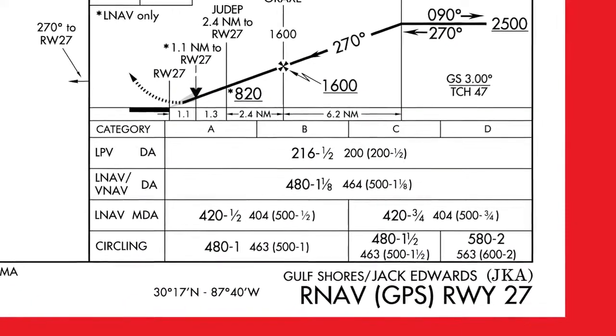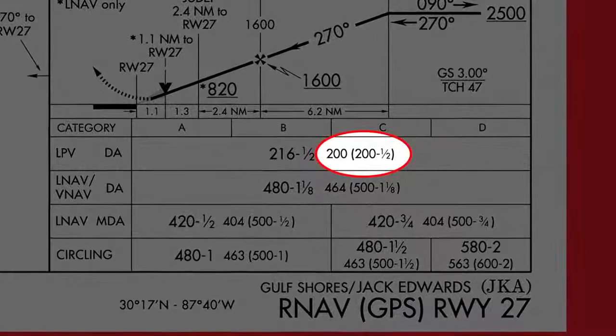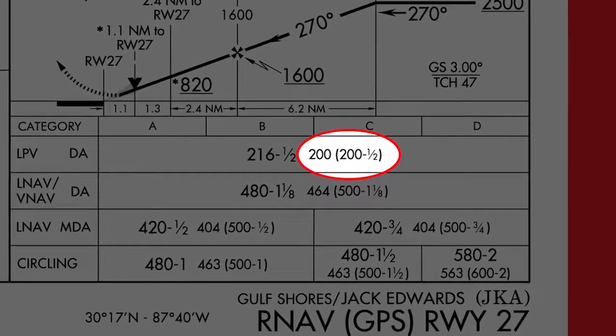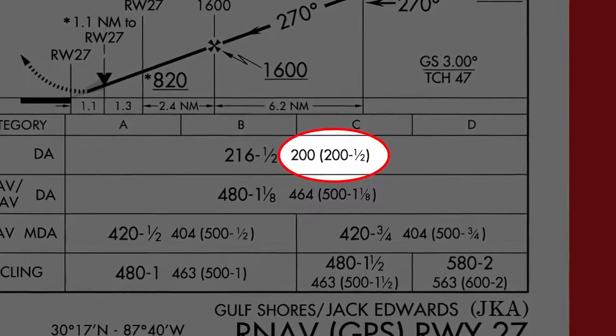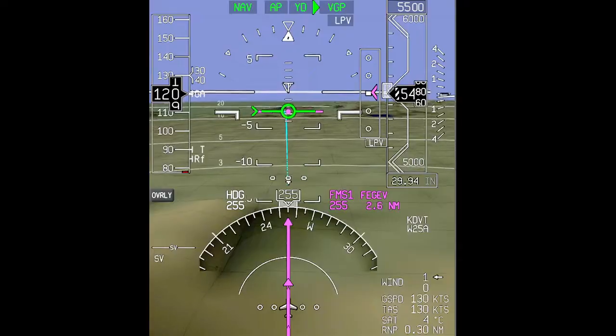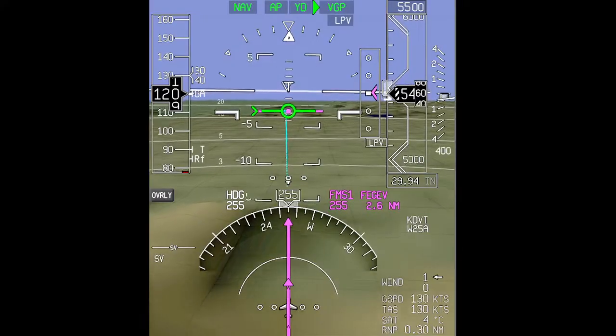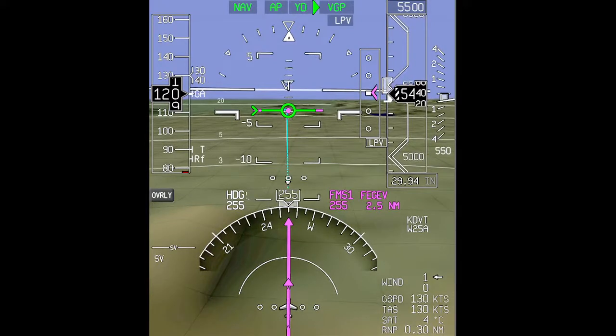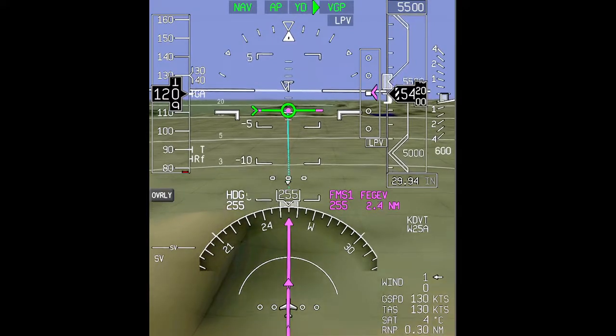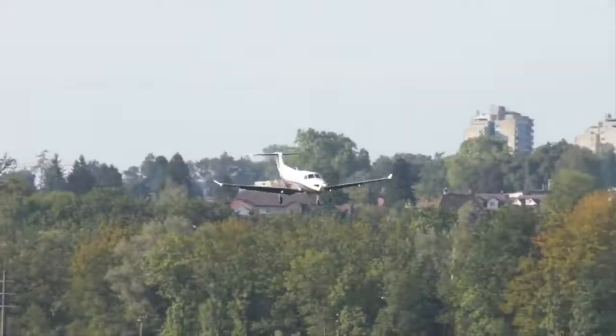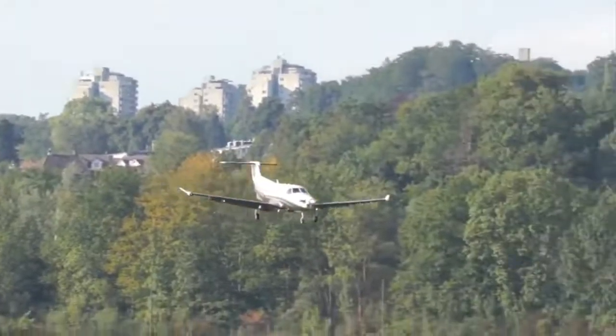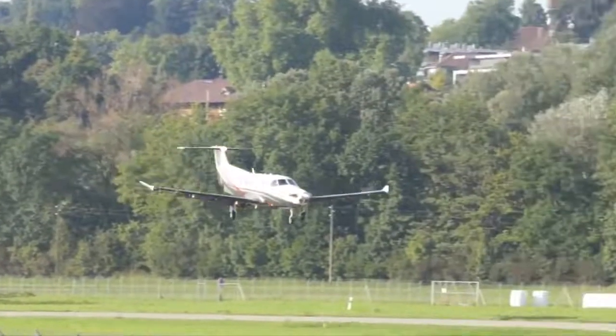This increased accuracy allows LPV approach minimums to be as low as 200 feet and 1/2 mile visibility. Similar to an ILS, when LPV is active on an approach, course deviations are angular instead of linear, meaning the sensitivity of the deviations are increased as the aircraft approaches the runway.